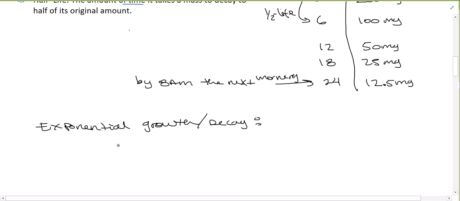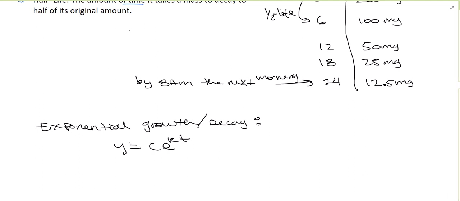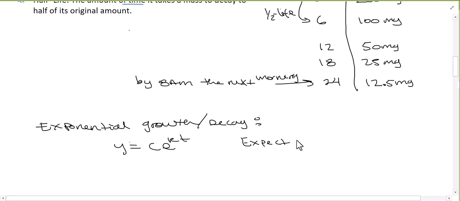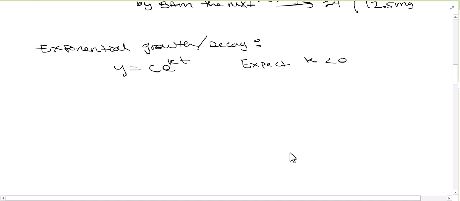Will be, let's see, y is equal to c e to the kt. Because we're dealing with decay, we should expect the value of k to be less than 0, because we're dealing with exponential decay. So when we solve for k, we should see that it's a negative number. So if we're going to use the formula, let's start with some things that we know.